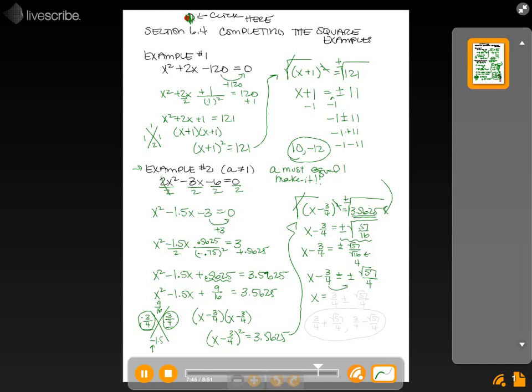Now we're going to add 3/4 to the other side, so now we have 3/4 plus or minus the square root of 57 over 4. And there's the answers to our problem. 3/4 plus the square root of 57 over 4, and 3/4 minus the square root of 57 over 4. Those are the two answers to our problem.